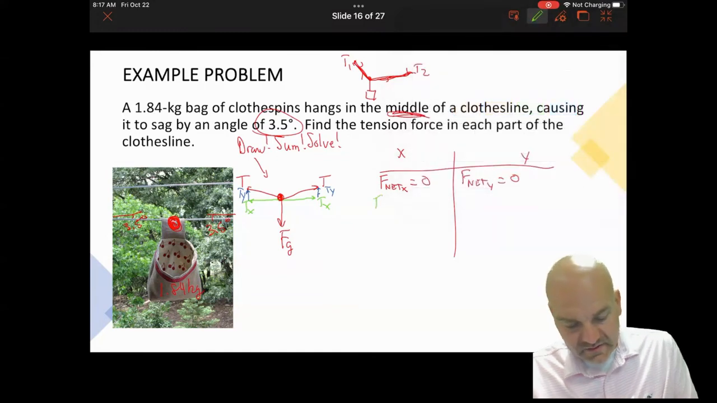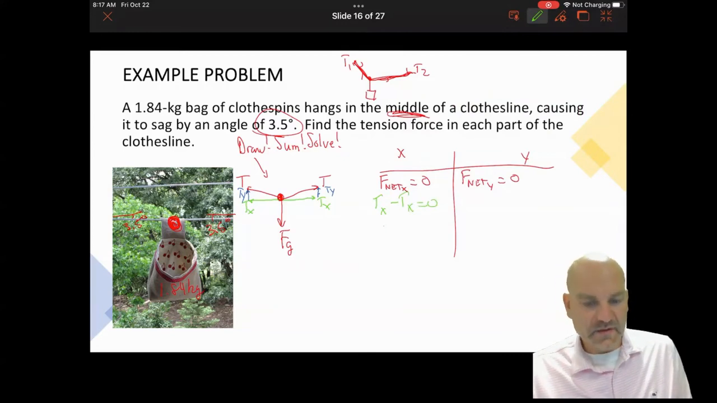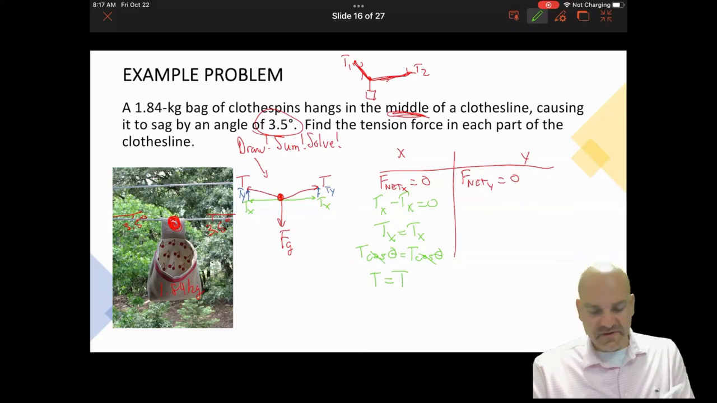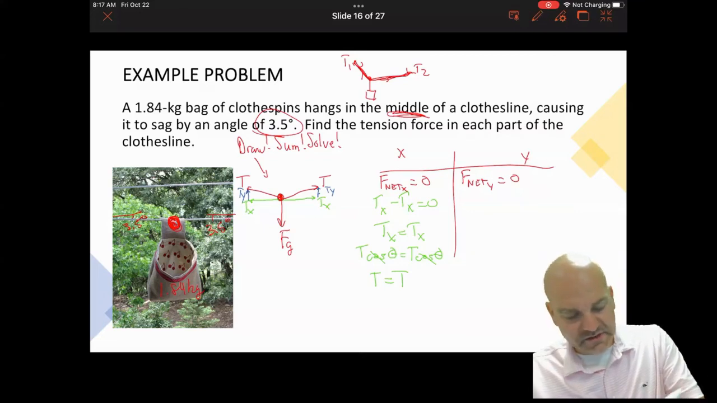So I'm going to say I have a positive Tx, I have a negative Tx, and that's going to equal 0. Well, that's just telling me that Tx equals Tx, which doesn't really help, which is, again, T cosine theta equals T cosine theta. Well, same angles, those go away. It just tells me T equals T. So there's your mathematical proof that tension equals tension.